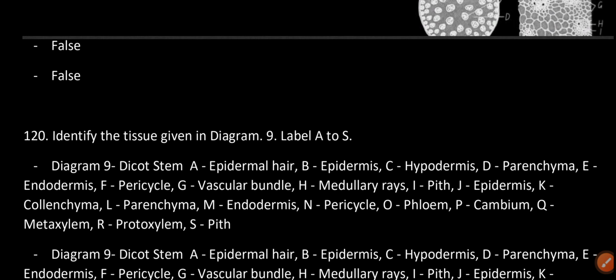Dicot stem. A, epidermal hair. B, epidermis. C, hypodermis. D, parenchyma. E, endodermis. F, pericycle. G, vascular bundle. H, medullary rays. I, pith. J, epidermis. K, collenchyma. L, parenchyma. M, endodermis. N, pericycle. O, phloem. P, cambium. Q, metaxylem or protoxylem. S, pith.